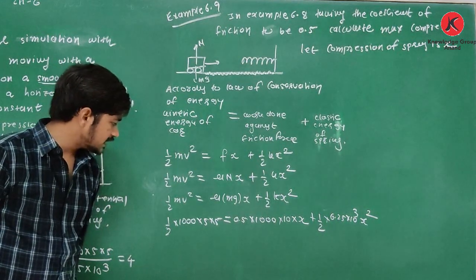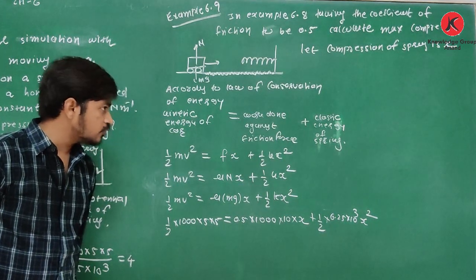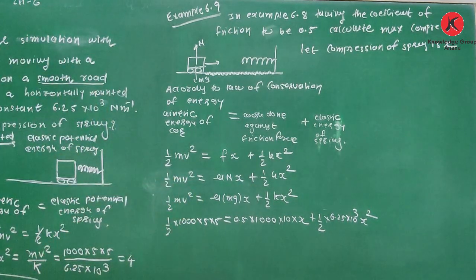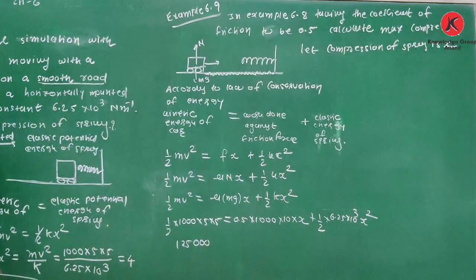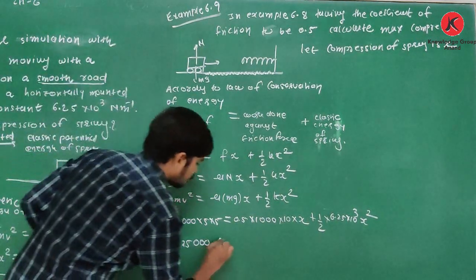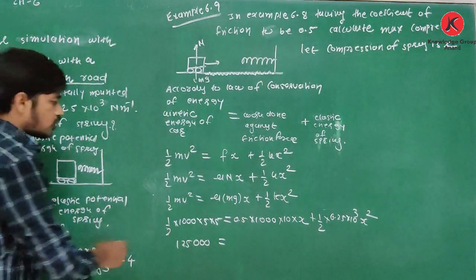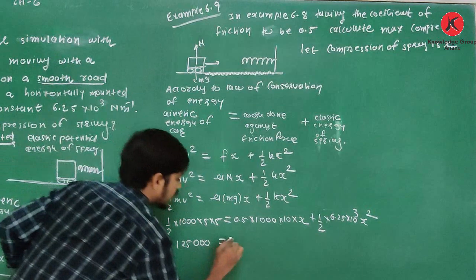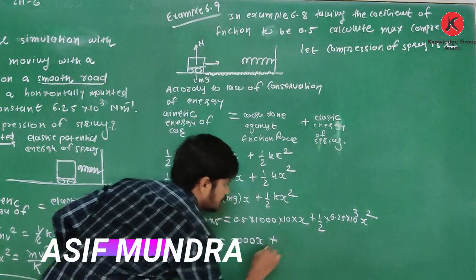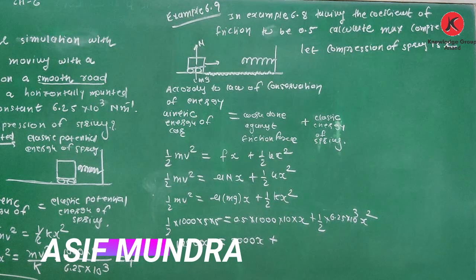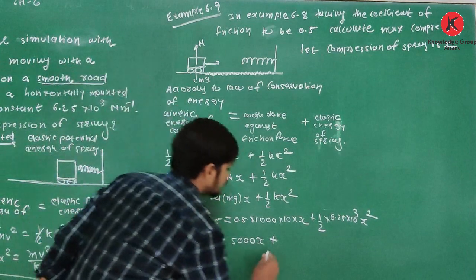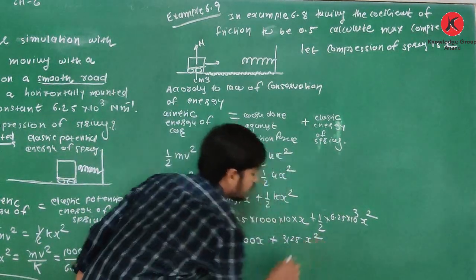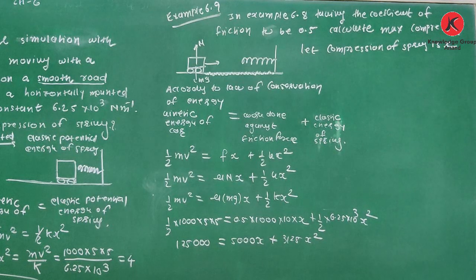Now how to find it? See, half into 1000 into 5 into 5, you will get 12500. So 12500 is equal to 0.5 into 1000 into 10, so you will get 5000x, plus half into 6.25 into 10 raised to 3 x square, so you will get 3125 x square. Clear about this?